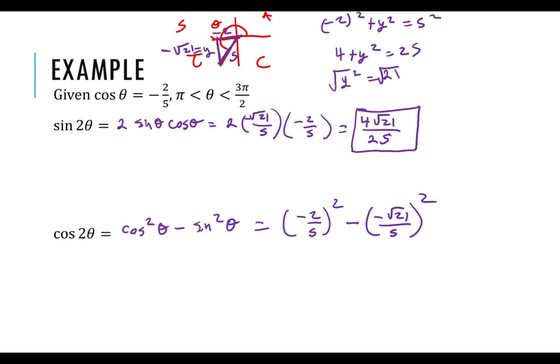And then clean this all up, that's going to be 4/25 minus 21/25, or that's going to be negative 17/25, and that won't reduce, and so I claim we're finished. Sine of 2 theta and cosine of 2 theta have been found.